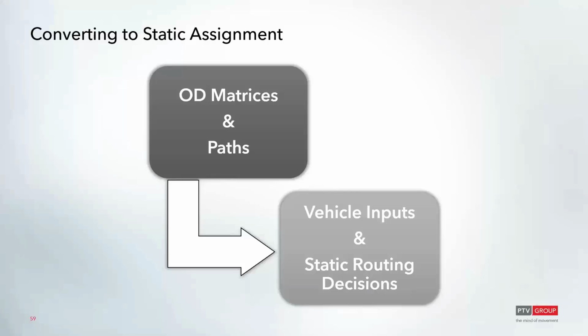And then the final option we wanted to talk about today is once you have dynamic assignment completed, there is a built-in option within Vissim if you wanted to convert that dynamic assignment network, which is going to, again, use those OD matrices and the paths, to a static assignment, which is going to use those vehicle inputs and static routes. And by converting to static assignment, this will allow you a bit fewer files to keep track of, so you won't have to worry about those path and the cost files.